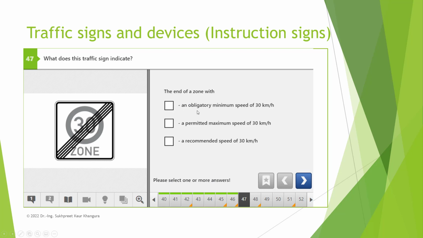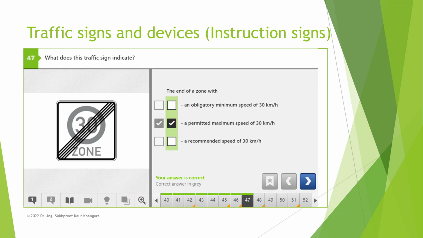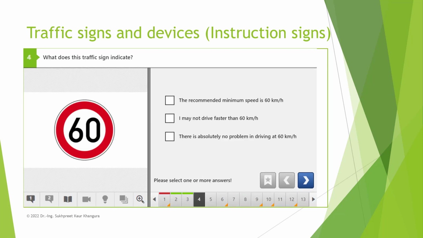No. The end of a zone with the permitted maximum speed of 30 km per hour. This is the correct one because the 30 km zone we have already seen, and now these lines indicate the end of a 30 km per hour permitted maximum speed zone. What does it mean? That now your speed can be above 30 km per hour. This is the answer.